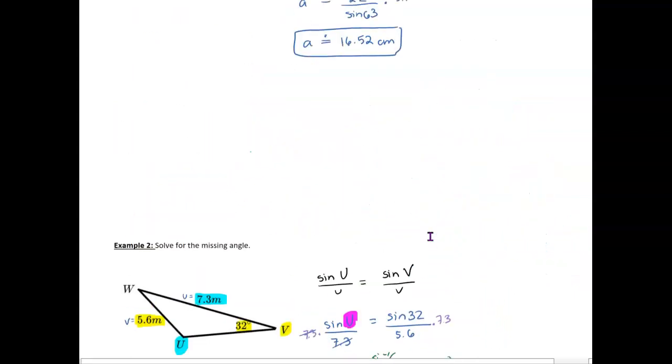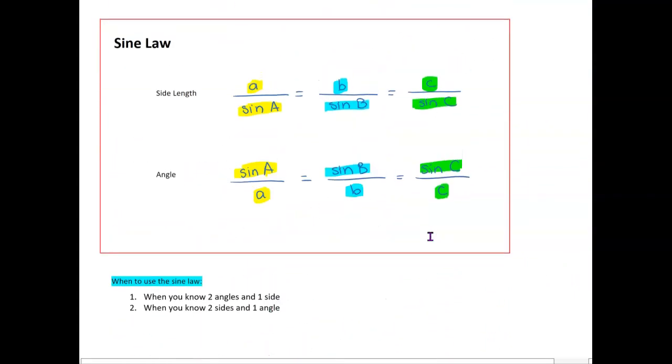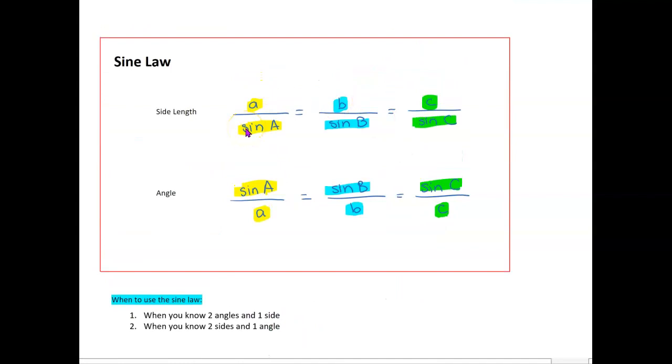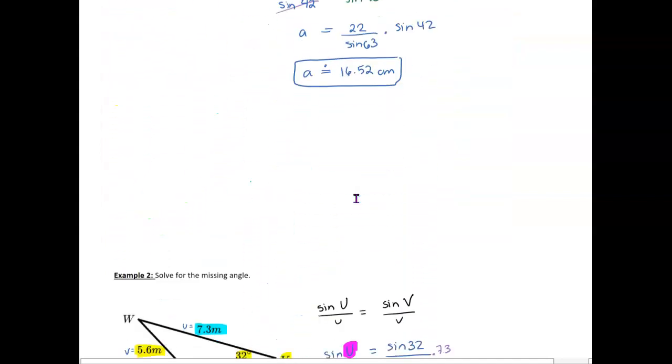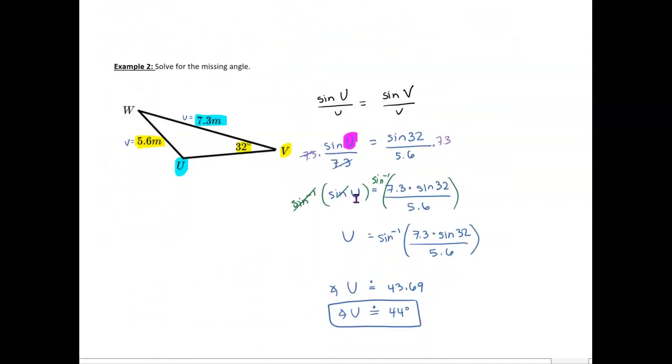Just to recap, the sine law has two pseudo versions, though really it is just one version of the formula, where the side lengths are on the top and the angles are on the bottom, or the angles are on top and the side lengths are on the bottom. Just make sure that you have a pair of side length and angle in order to calculate another, either a side length or an angle. Okay, so try it out and good luck.